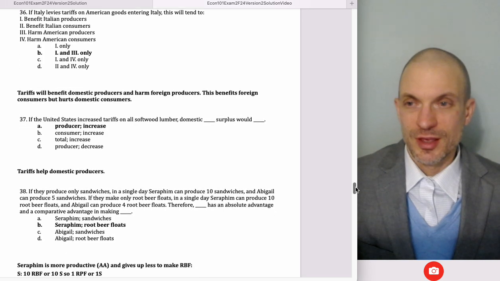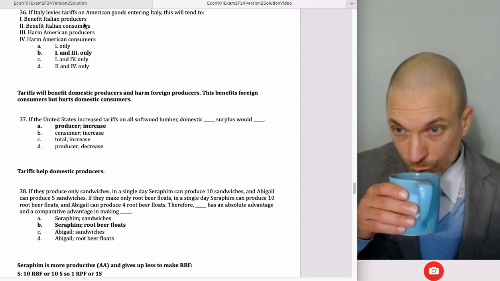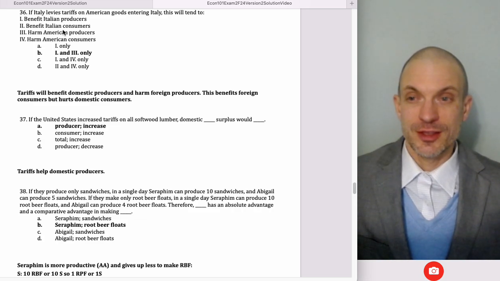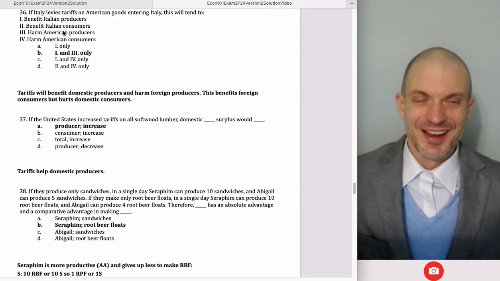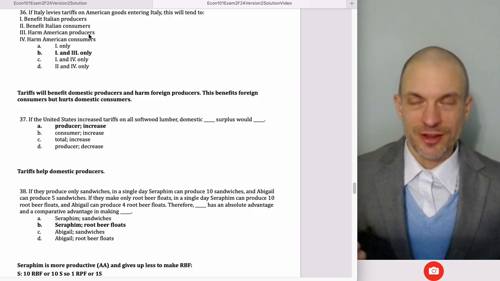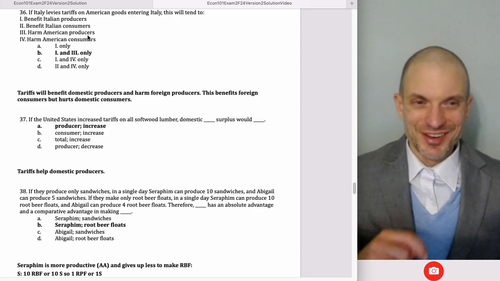36. If Italy levies tariffs on American goods entering Italy, this will tend to benefit Italian producers. Yeah, tariffs benefit domestic producers. Benefit Italian consumers? Nope, tariffs are bad for domestic consumers. Harm American producers? Yes, because American producers are exporters. There'll be fewer exports when there are tariffs in the country that they're being imported into.